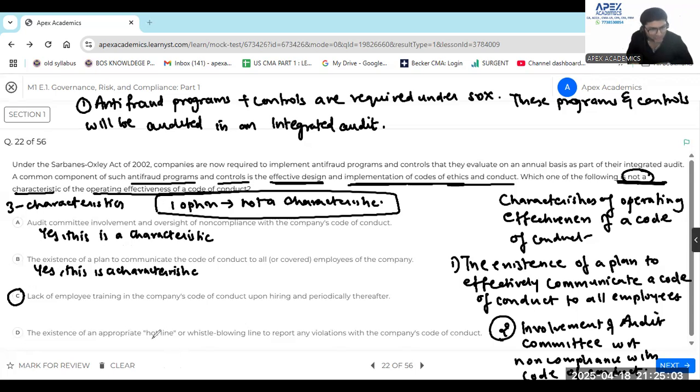Sir, there should be an appropriate hotline for whistleblowers to report any violations in the company's code of conduct. Yes, there should be. Yes, this is a characteristic. Sir, this is common sense.